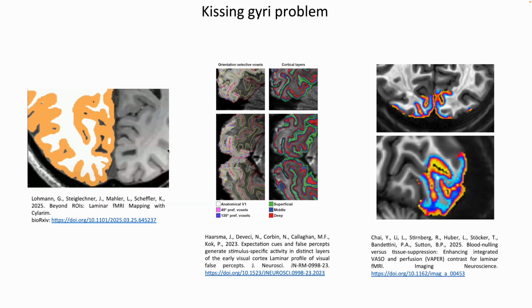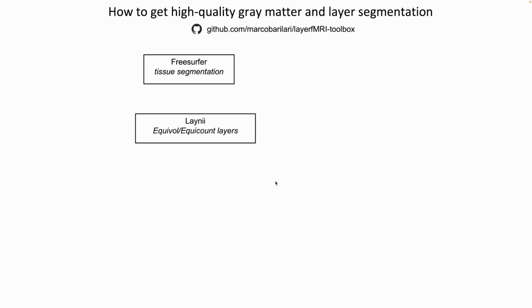And here you can see people struggling with this all across the literature, with these kissing gyri not being segmented on their own, and then having these missing superficial layers, including in some of the studies of our own. So the layer-fMRI toolbox wants to make this step easier.